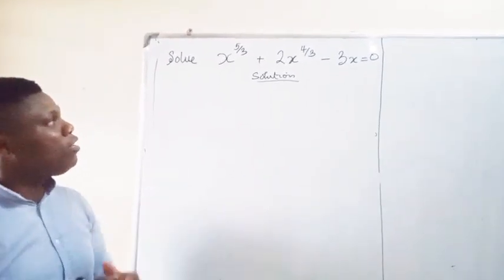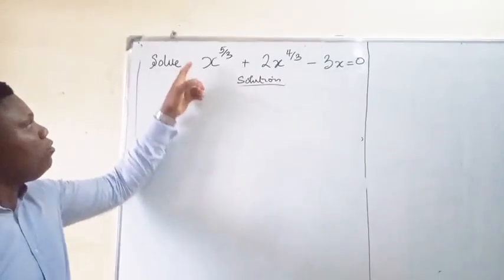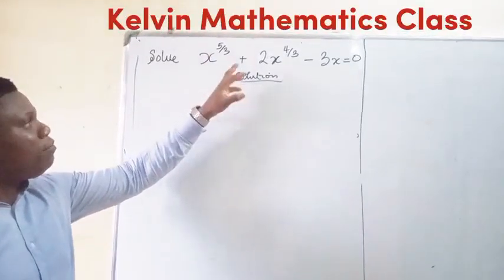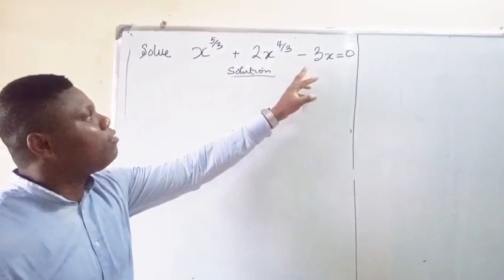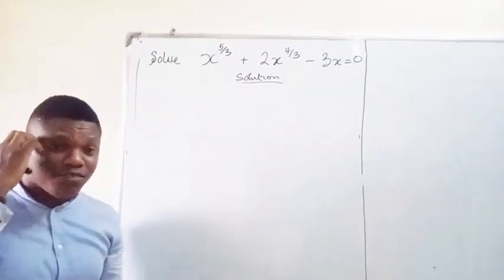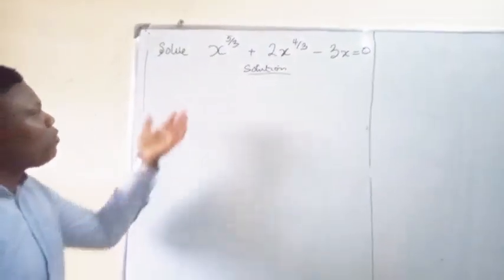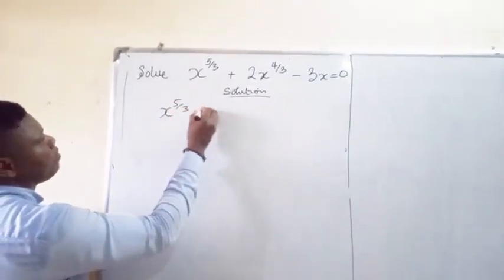Alright, we have this question here. It says x to the power of 5 upon 3, adding 2x to the power of 4 upon 3, then minus 3x equals to 0. And we are asked to find the value of x. So what we're going to do here is, first of all, you have this.